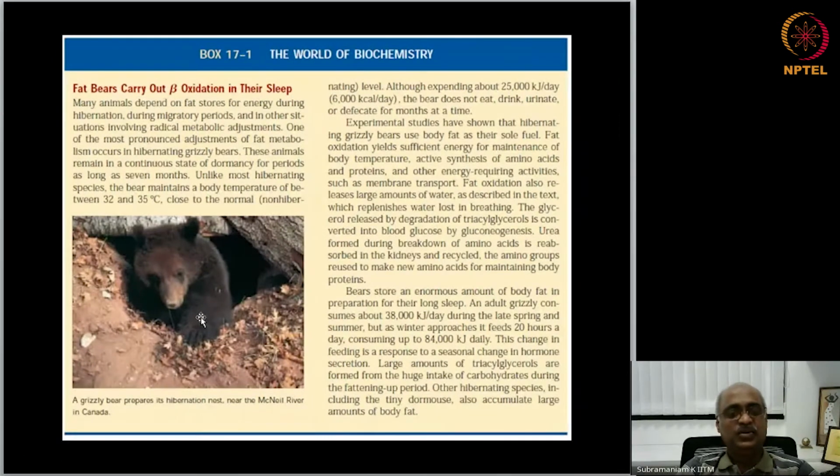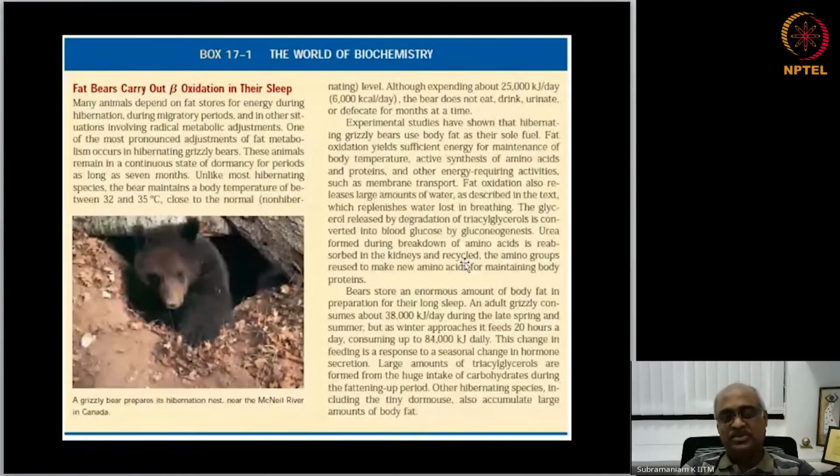What does it do for glucose? You need glucose for the brain, or if glucose is not there, ketone bodies. So these come from the triacylglycerols. Blood glucose is generated via gluconeogenesis. And the amino acid catabolism leads to production of urea. Since it doesn't eat any new food, and all that is stored is triacylglycerol, the nitrogen of the urea is efficiently recycled into making new amino acids.